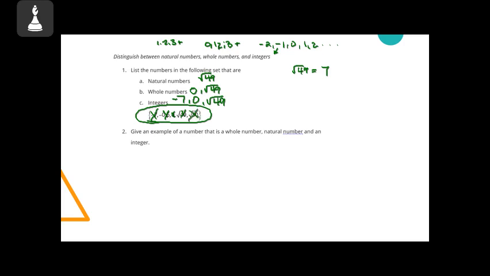Next question says, give an example of a number that is a whole number, natural number, and an integer. Well, we got one, right? Up here, the square root of 49 was 7. Any positive round number you give me is going to fit in both natural, whole, and integers. So 100, 25, any number that is a round positive number is all three.